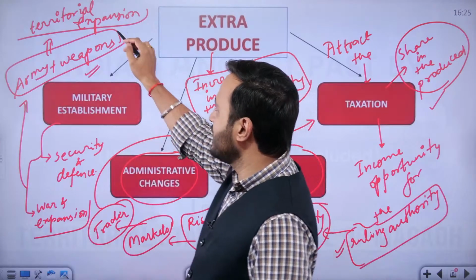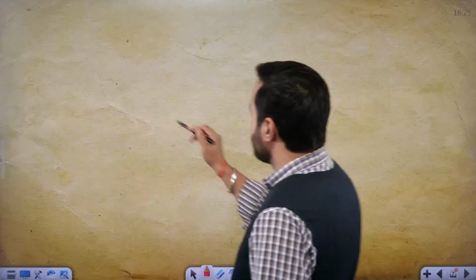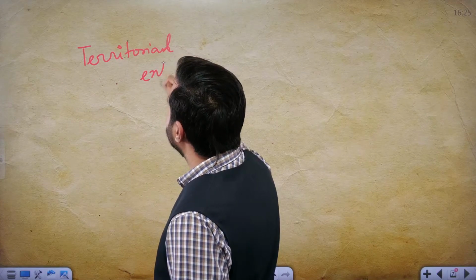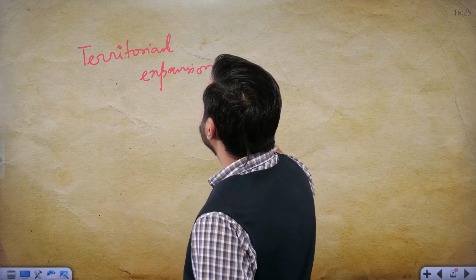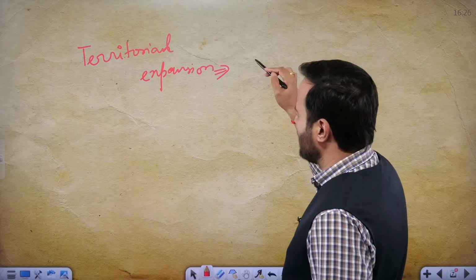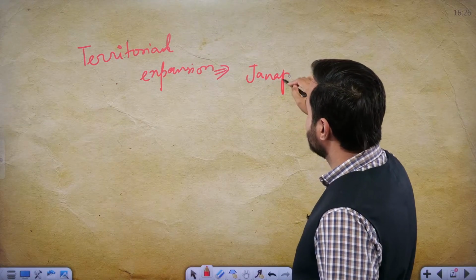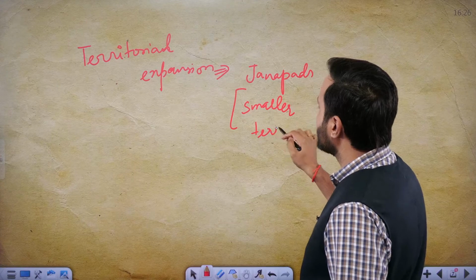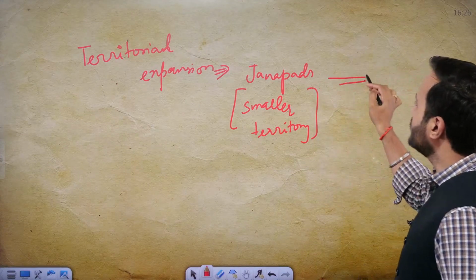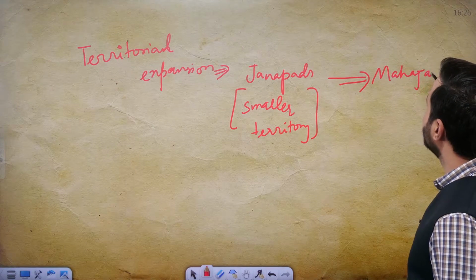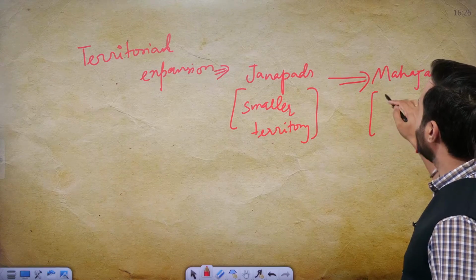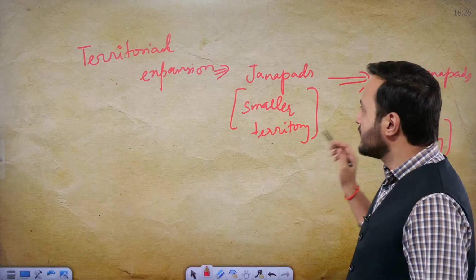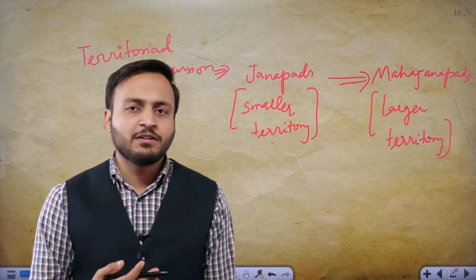Okay, so these larger territories, about which we talked, the territorial expansion, that will lead to what? That will lead to the growth of the Janapadas, which are much smaller territories, into the Mahajanpadas, which are the larger territories. So this is how the Mahajanpad age will emerge. This is how the Mahajanpad age will arrive.